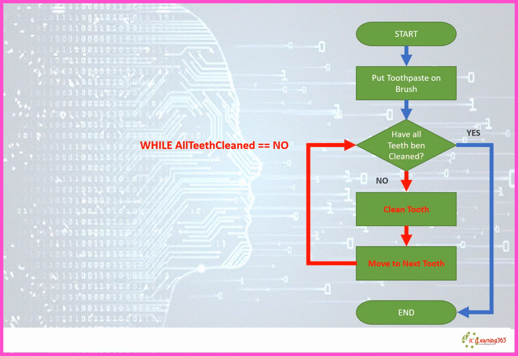So here we are for the first iteration of this loop. I've put the toothpaste onto the toothbrush. I've asked the question, have all my teeth been cleaned? And I know the answer to that is no. So I go into the first set of steps that I need to repeat. I clean the tooth and then I move on to the next tooth, at which point my algorithm goes back to the little decision and question, have all the teeth been cleaned? And I check to see if the answer is yes or no again.